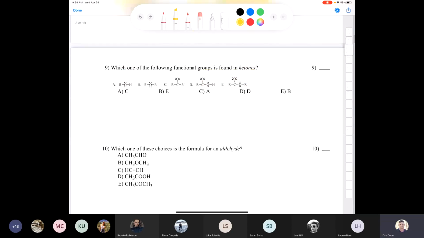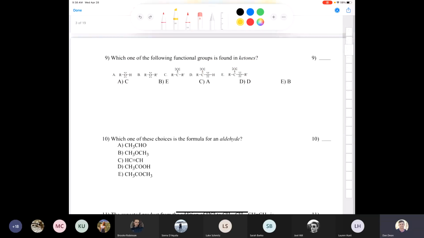All right, question number 9 deals with ketones. Which one of the following functional groups is found in ketones? Well, you need to know all the functional groups that we covered in class. And when we have an R group attached to a carbonyl, which is attached to another R group, which again could be the same or different, this is a ketone. And so the correct answer is C.